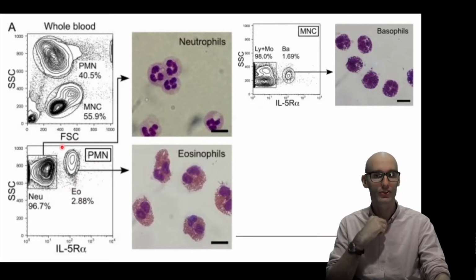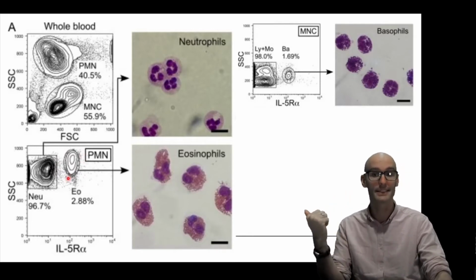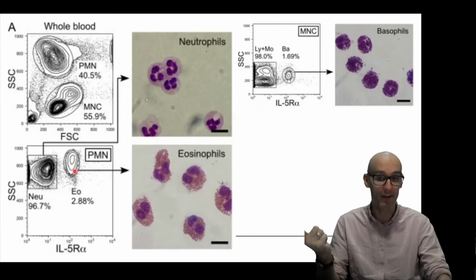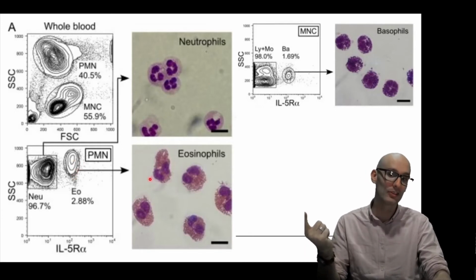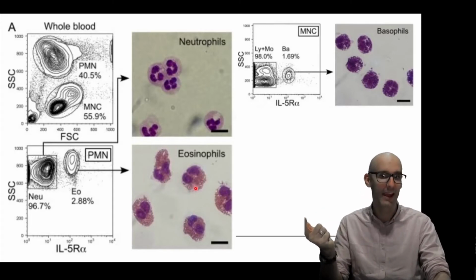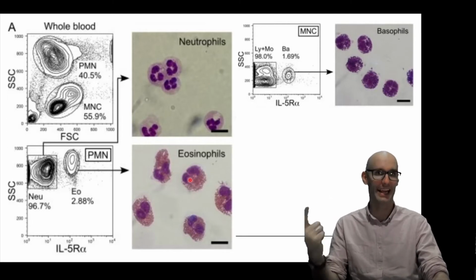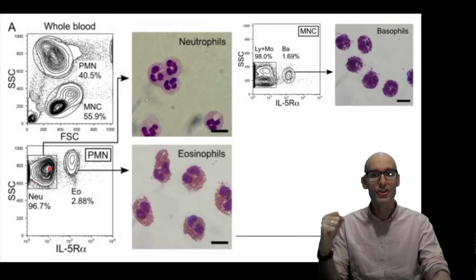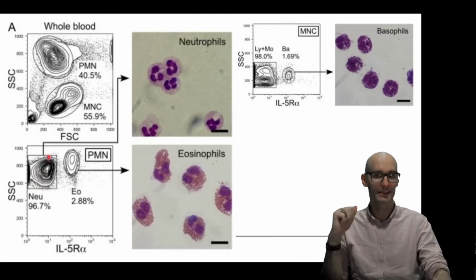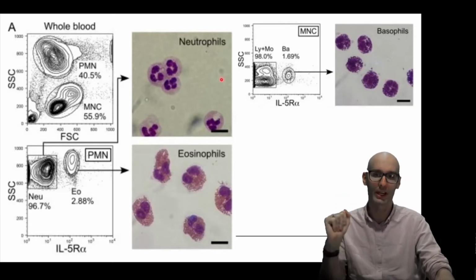So now if we draw a circle around these guys, they're very granular, so they've got a high side scatter, and they've got the IL-5 receptor, so they are eosinophils. And then if you actually sort those cells and look at them, you can see that they have that eosinophil-like H&E stain signature. The non-IL-5 receptor high granulocyte cells, if we go up here, they're neutrophils. And look, when we sorted them and looked at them, they were neutrophils, right? So the gating strategy is working fantastically.